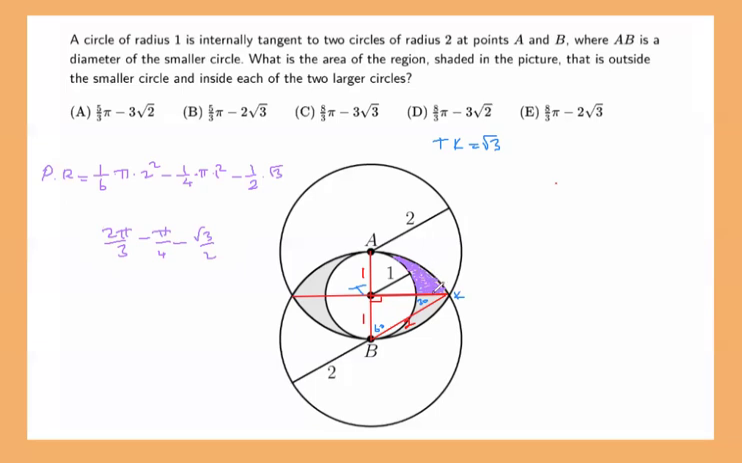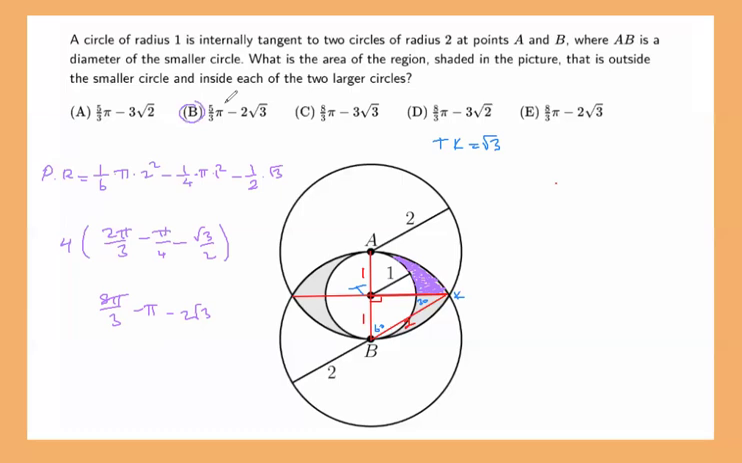Again, as I mentioned, this is the same as this part, and then we have 2 copies right here. So if you multiply this by 4, then the whole region is going to give us 8 pi over 3 minus just pi minus 2 root 3, right? So that will give us 5/3 pi minus 2 root 3, okay? So that's choice B.